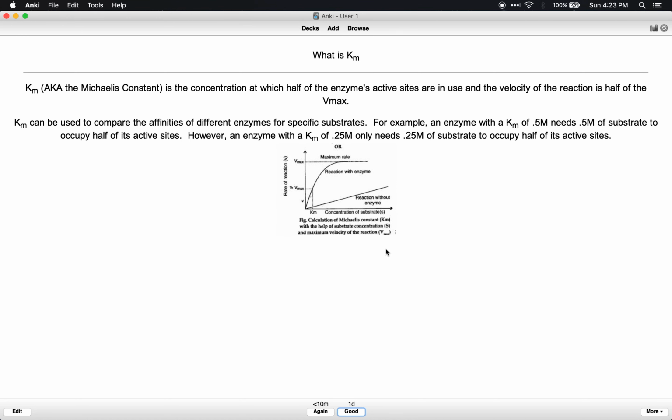What is Km? The Michaelis constant measures the velocity of the enzyme when half of its active sites are taken up. It's the substrate concentration at which the enzyme is at half of its maximum velocity.